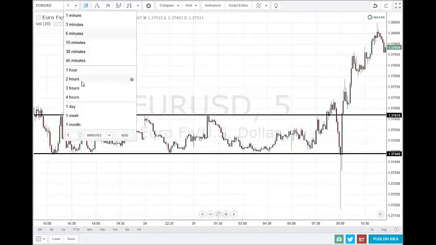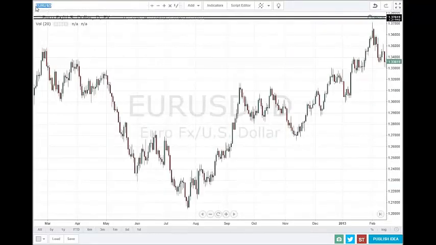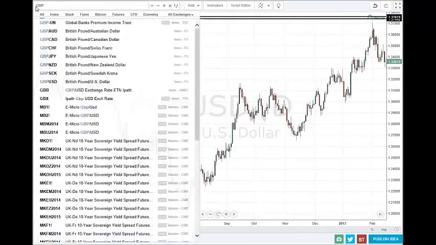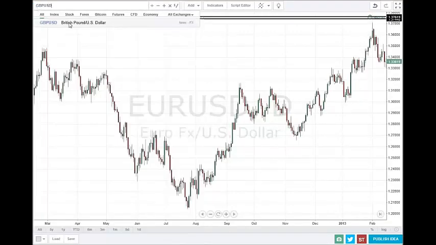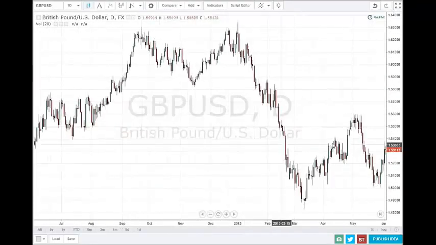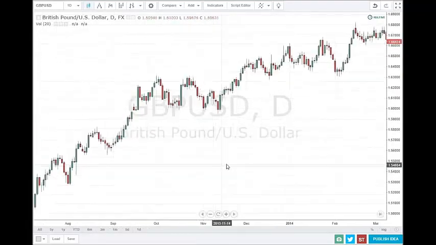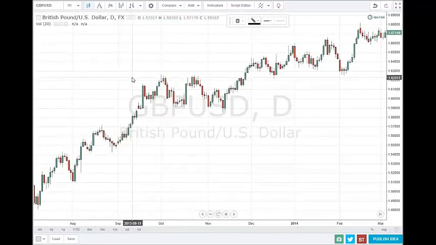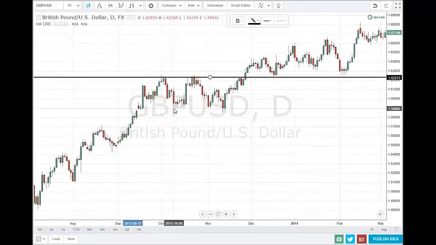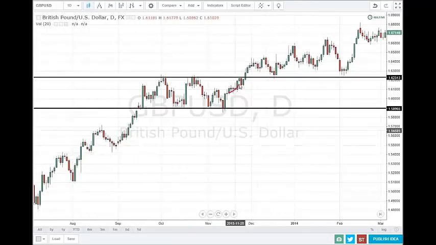Let's go to a daily chart for those of you who may be interested in trading binary options on longer term time frames. So let's do the pound against the US dollar and look at recent price action. Zoom in a bit. Here's our resistance. Here's our support. Price comes up to this resistance. We could sell a put option, especially because we have a bearish engulfing candle there. Price breaks out of that resistance and then comes back to test the resistance, now turned support.